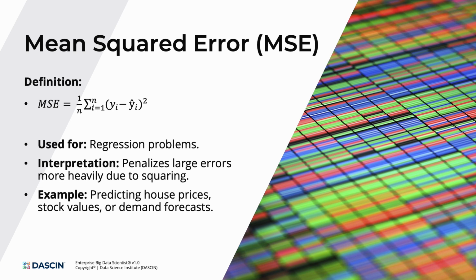Let's start with the mean squared error. The mean squared error is one of the most common loss functions used in regression problems. It works by squaring the difference between the predicted value and the actual value, and then averaging over all the data points. Because errors are squared, large mistakes are penalized much more heavily. This is especially useful when you want your model to avoid making big errors in prediction.